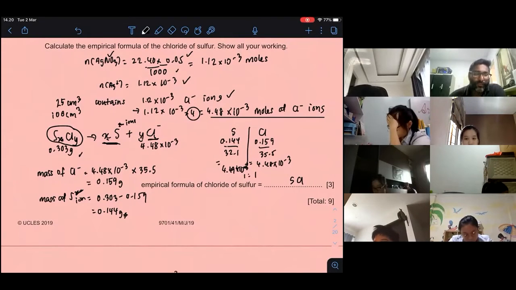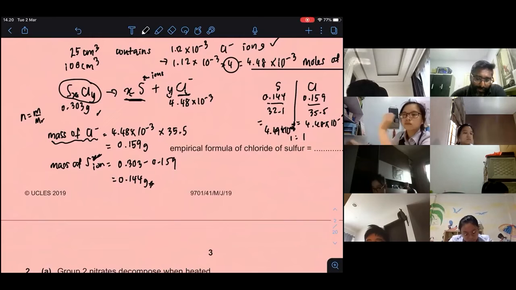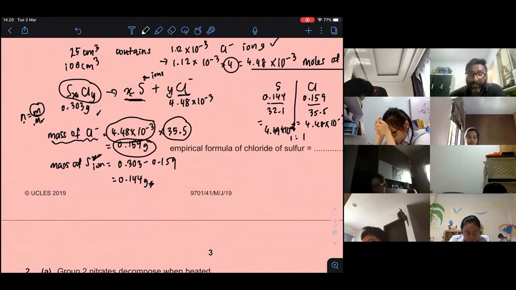You can find out the mass of Cl minus. How? Number of moles equals mass over Mr or Ar. In this case, if I want to find the mass, it is number of moles times Mr. So this is the number of moles, I times it with 35.5, and I can find out the mass of the chloride ion.